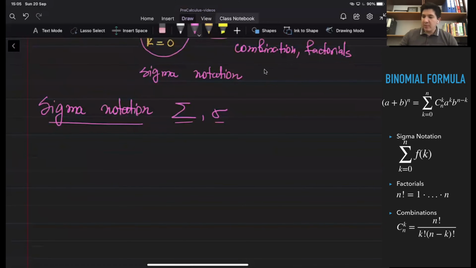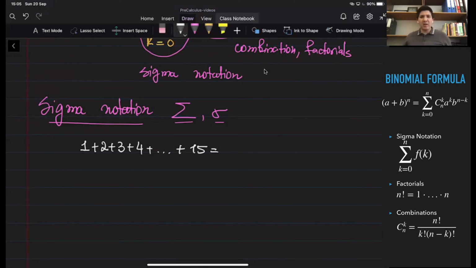Sometimes we need the summation of some terms, some sequence. For example, the summation of 1 plus 2 plus 3 plus 4 and so on until, let's say, 50. In order to save space, people have figured out a notation. Why don't I just write this as the summation of k, where k is going to start from 1 until 15? So what does it mean?